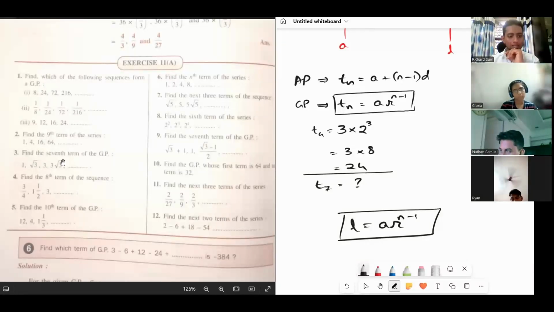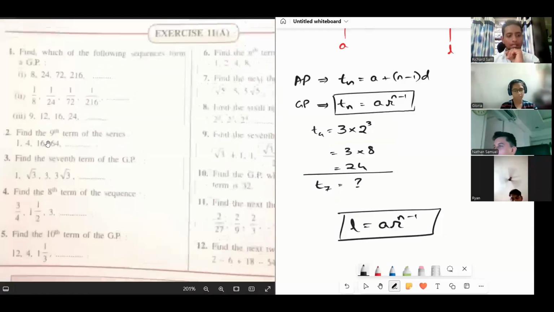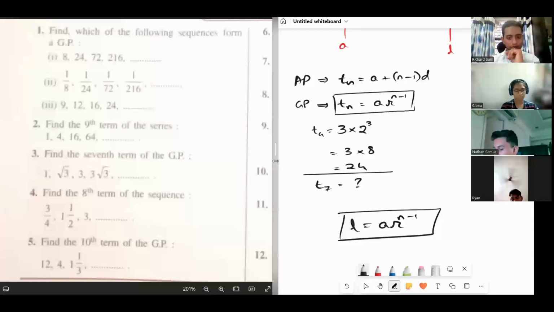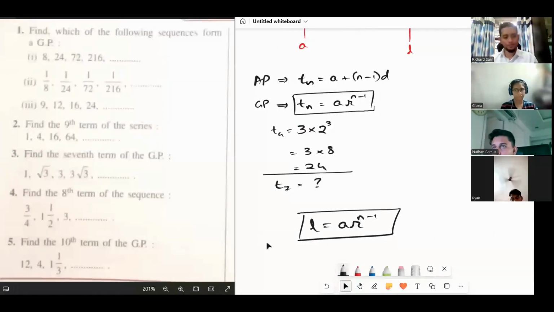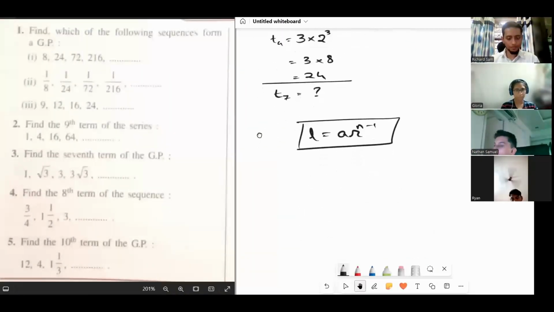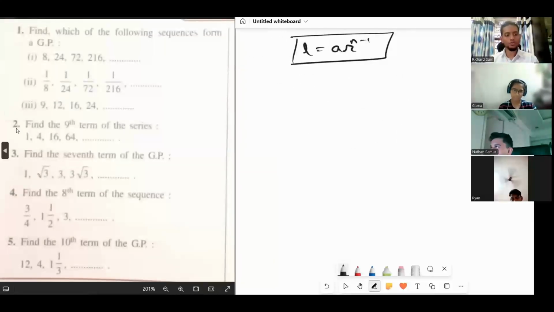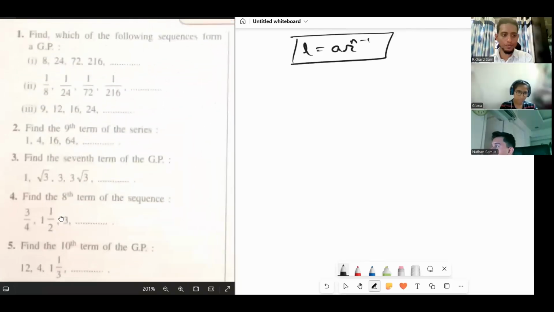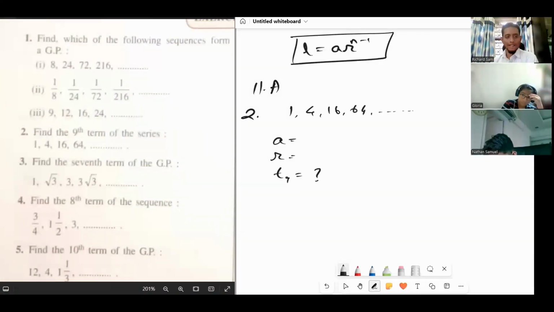From exercise 11A from this book, do question 2. Find the 9th term of the series. Question 2. Okay, anyone got this answer?